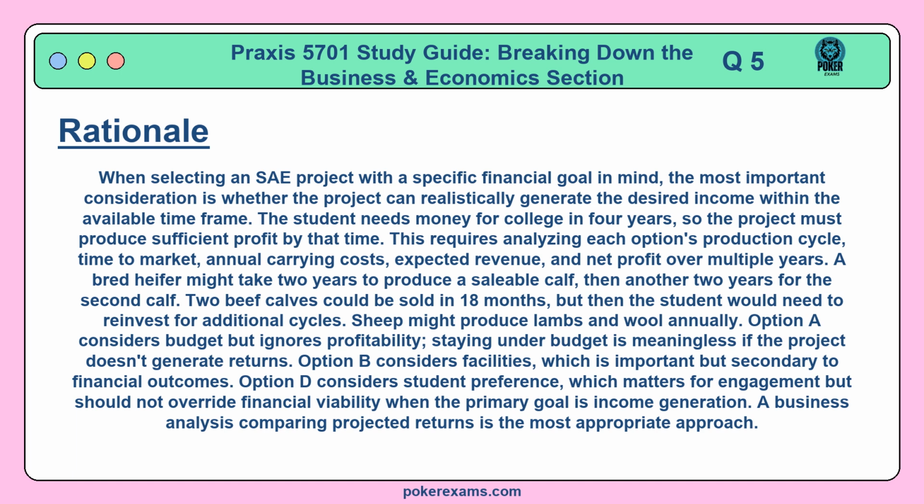Option A considers budget but ignores profitability. Staying under budget is meaningless if the project doesn't generate returns. Option B considers facilities, which is important but secondary to financial outcomes. Option D considers student preference, which matters for engagement but should not override financial viability when the primary goal is income generation. A business analysis comparing projected returns is the most appropriate approach.